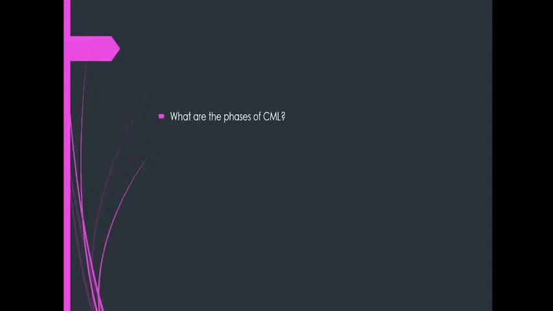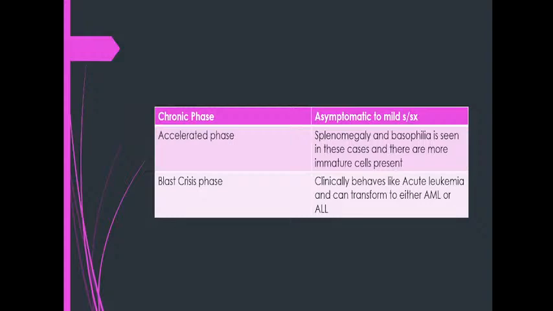Now, there are several phases of CML, of course, that you need to remember. In chronic myelogenous leukemia, you're going to encounter the accelerated phase and, of course, the blast cell phase, or blast crisis phase.